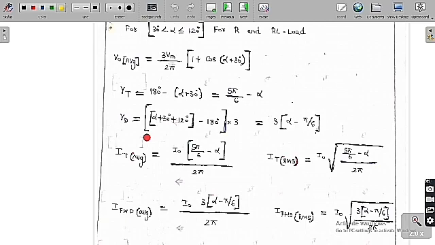If you want to know the conduction angle of the freewheeling diode, see, this is an important point. For R load and RL load, always, for alpha greater than 30, the freewheeling diode is going to conduct. The freewheeling diode is always going to conduct irrespective of the R load or RL load.